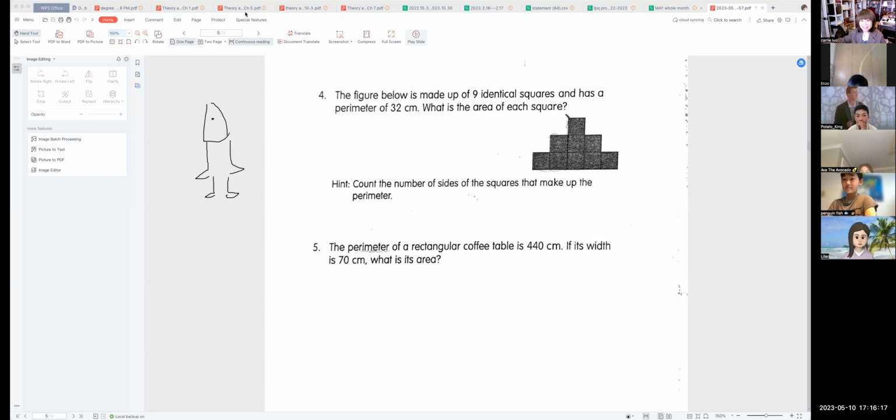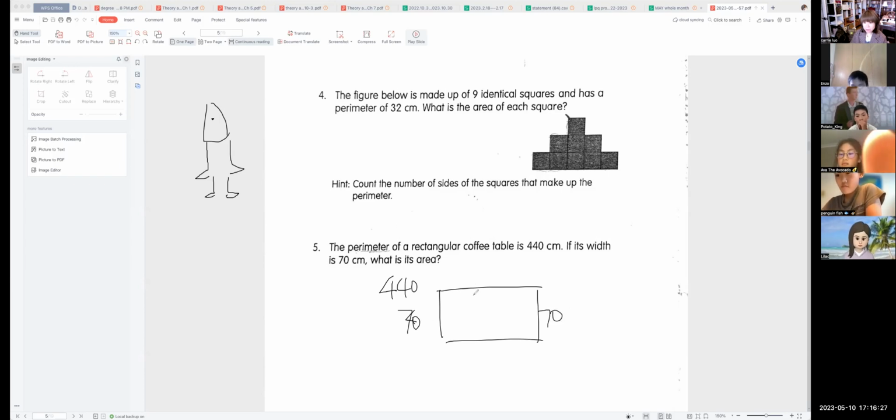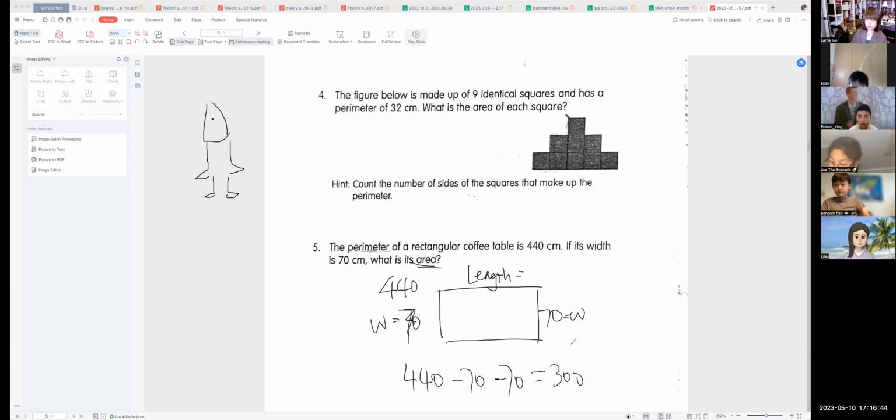Okay. So everybody, let's take a look at this one. The perimeter of a rectangular coffee is 440, right? So we just write it. And I know the width is 70. So can you tell me what is area? In order to find the area, we need the length, right? So the width is 70. The length is what? All we need to do is 440 minus 70 equals 300. And 300 could be divided by 2. So 300 divided by 2 equals 150. So the length is 150 and 150, correct?